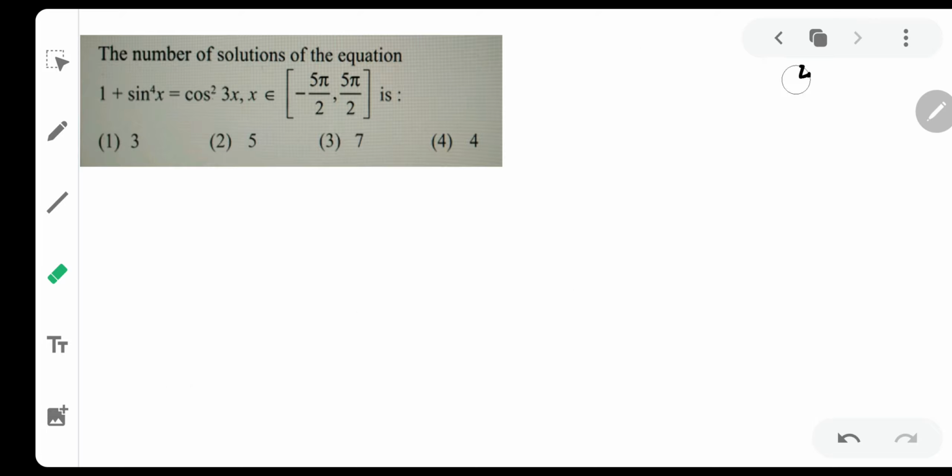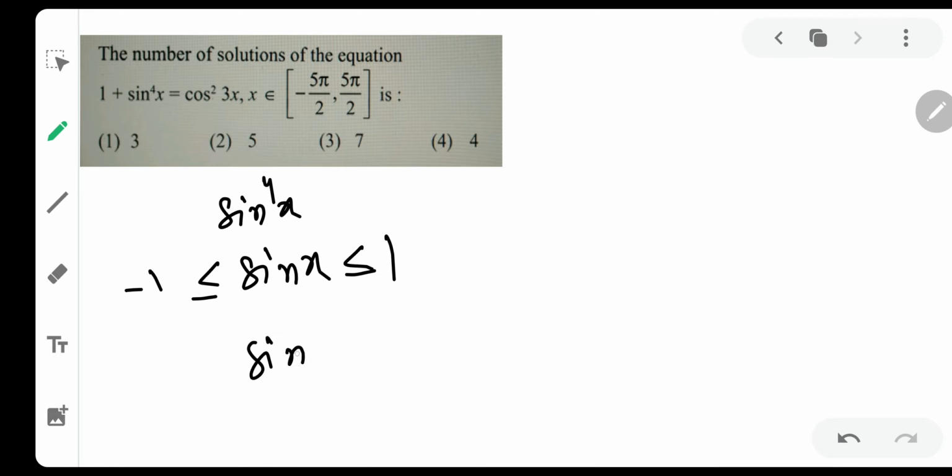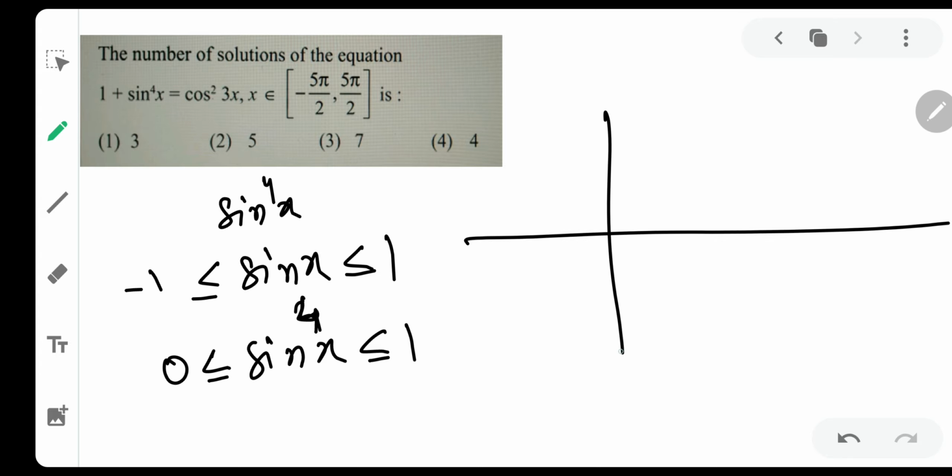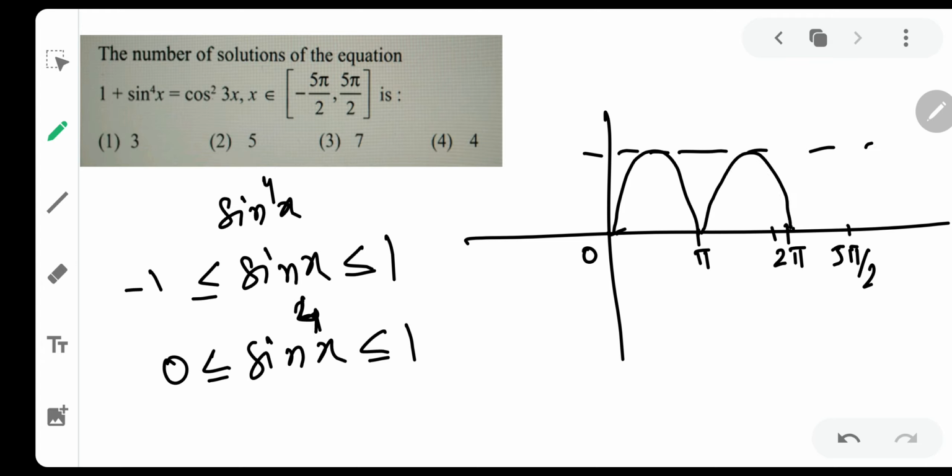Now when I say sin^4 x, what is the range? That you need to understand. The range of sin x is from minus 1 to 1, but when you are squaring it or taking an even power, it will range from 0 to 1. Very simple. So let us draw the graph of this only in the positive quadrant, something like this. So it will be something like this, 0 to 1, then again 0 to 1, and then at 5 pi by 2 it is 1. So this is the graph of sin^4 x.